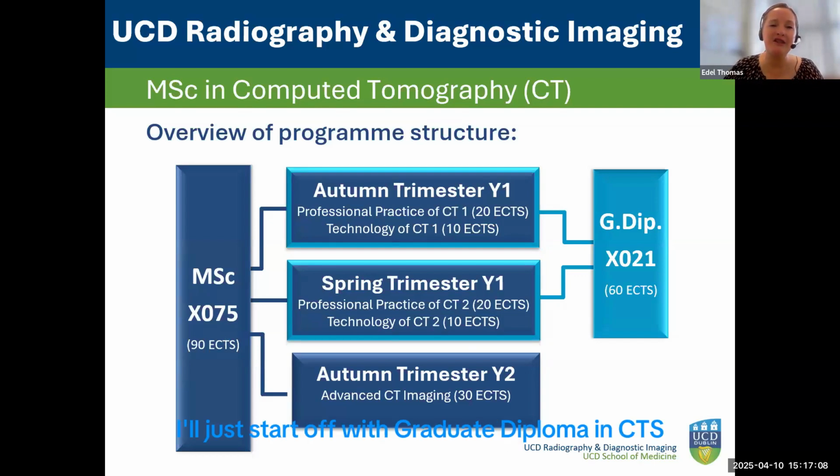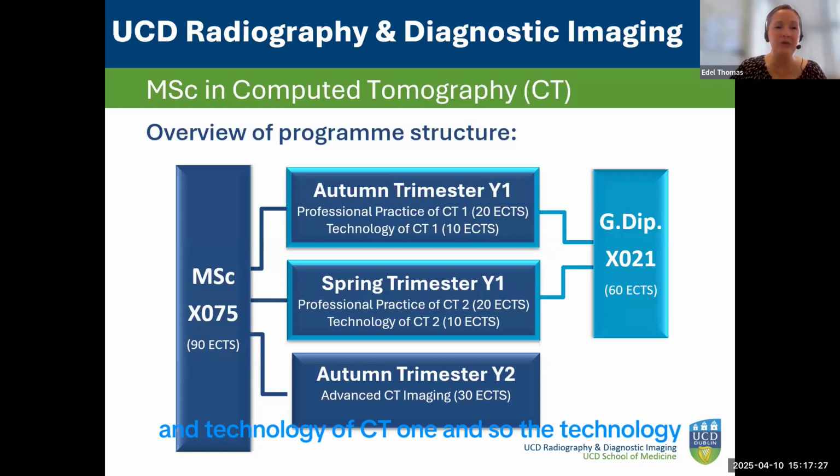So firstly, I'll just start off with the graduate diploma in CT. This is a program where students would do 60 ECTS or 60 credits of learning. They start off in the autumn trimester of year 1, and they take 2 modules, which are professional practice of CT1 and technology of CT1. The technology is worth 10 credits and the professional practice is worth 20 credits.